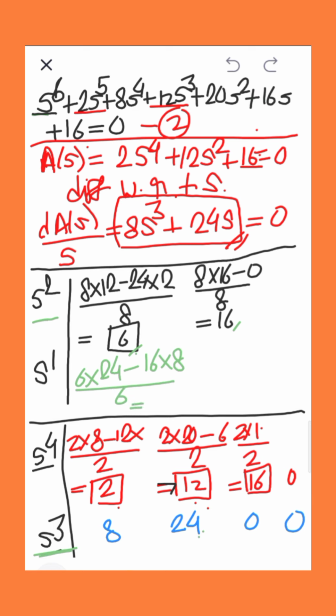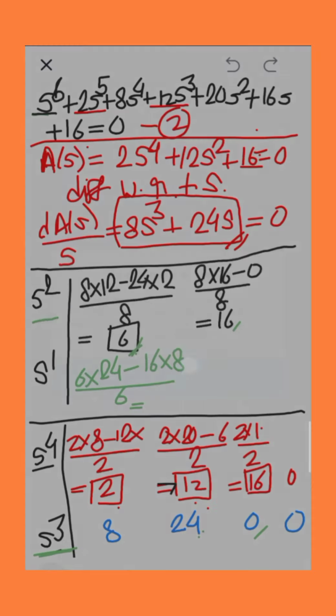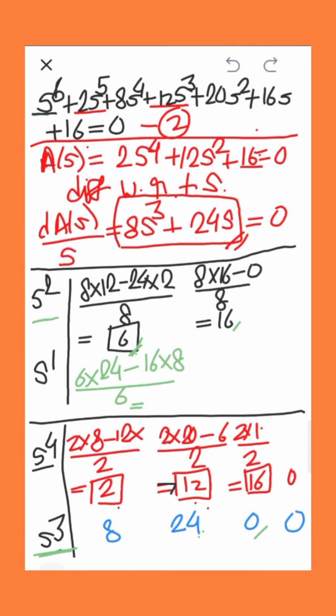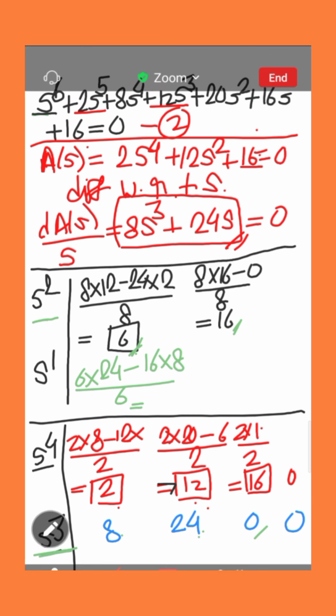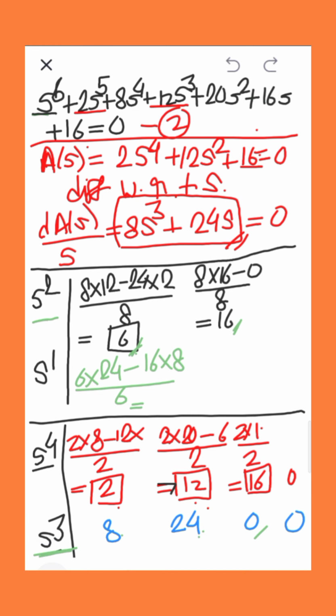This is 1. And next 6 into 0, and then 16 into 8. The answer of this will be 0. Yes, the answer is 8 by 3. This is the s to the power 1 row.